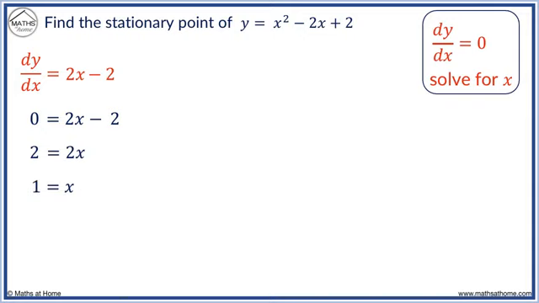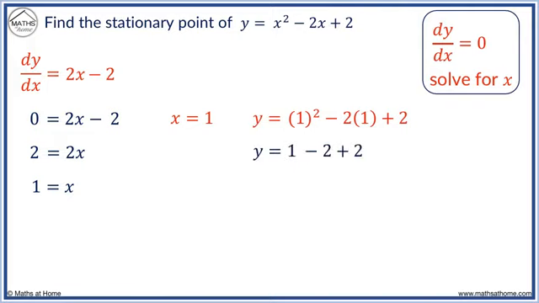X equals 1. We have found the x-coordinate of the stationary point. To find the y-coordinate, we substitute x equals 1 into the original function. We now evaluate this to get y equals 1 minus 2 plus 2, which equals 1. The stationary point has an x-coordinate of 1 and a y-coordinate of 1.